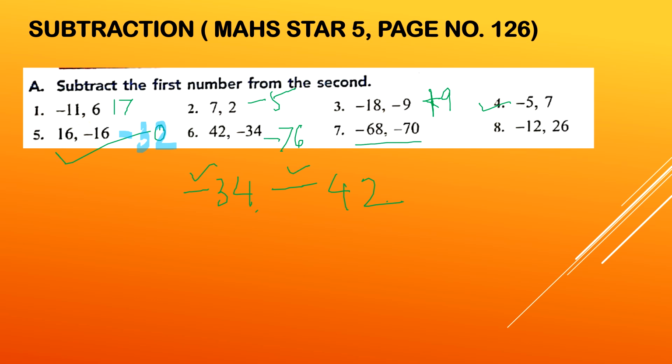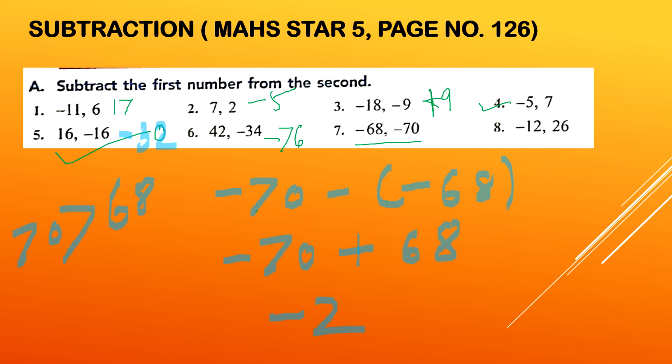Now here in this case, this will be different. Why will it be different? Let me show you. So it is minus 70, then we have to do minus 68. You have to remove the brackets here, so it will be minus 70 plus 68. Since both of them are having opposite sign, you will subtract the numbers, and you see 70 is greater than 68, so the answer will be minus 2.